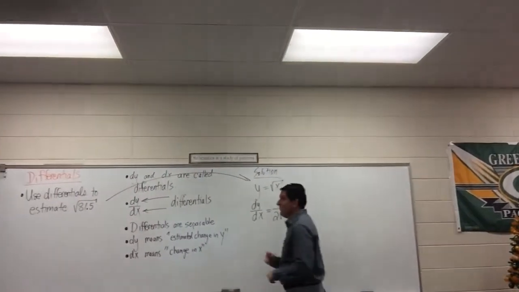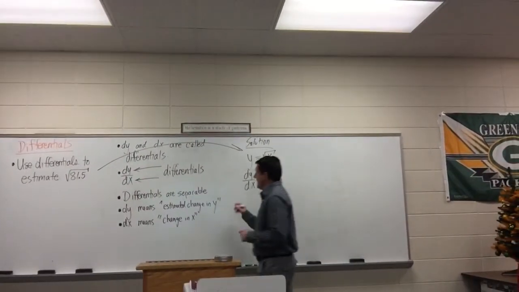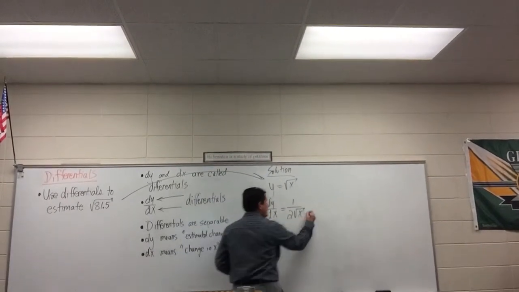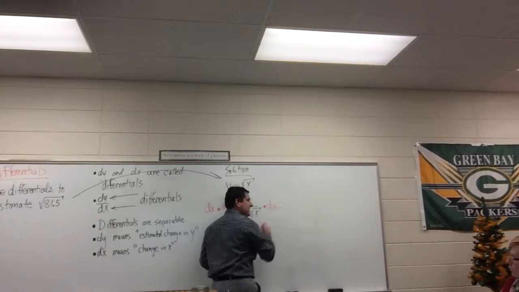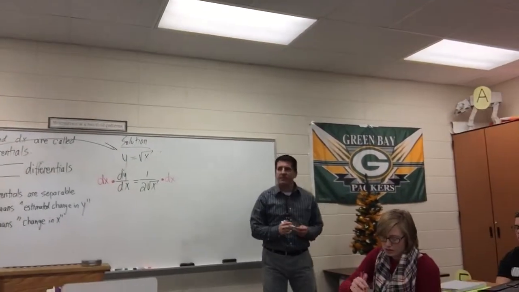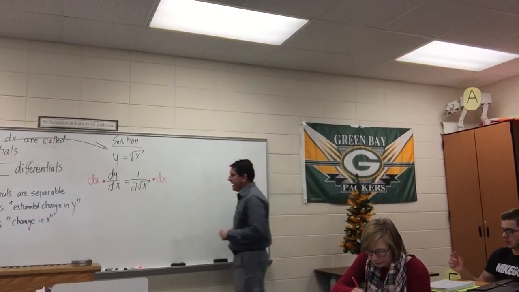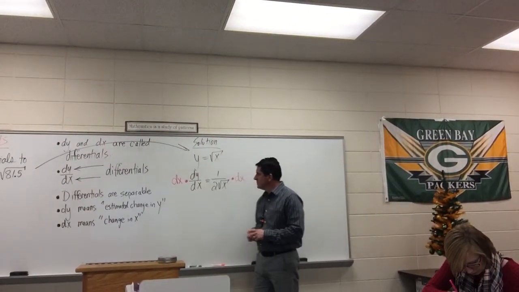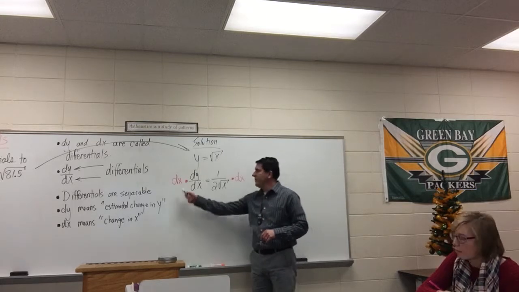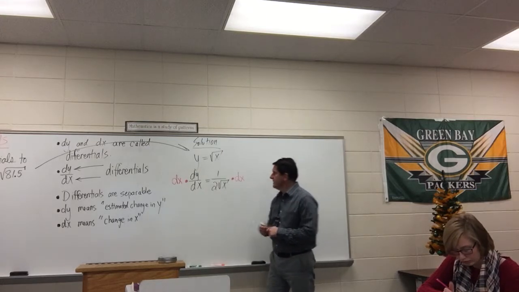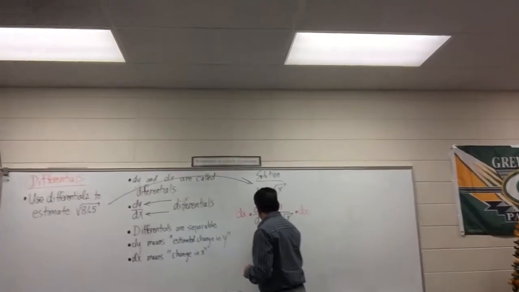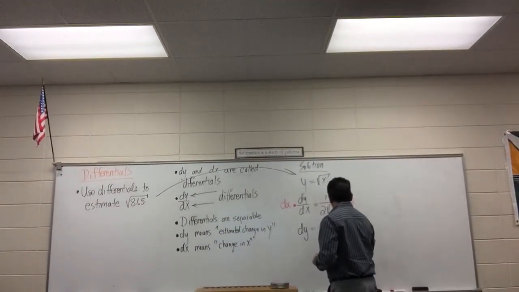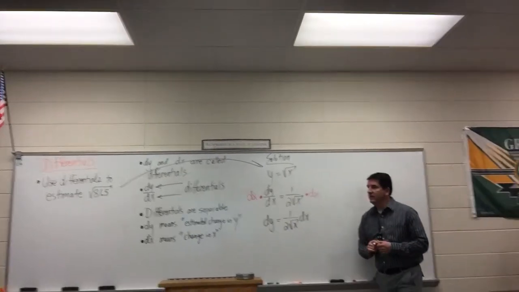All right. So watch this. I'm going to separate the differentials by multiplying both sides by dx. This is something we've never seen before. dx and dy are two different things. And so if I multiply both sides by dx, I get this new equation. dy is equal to 1 over 2 square roots of x dx.